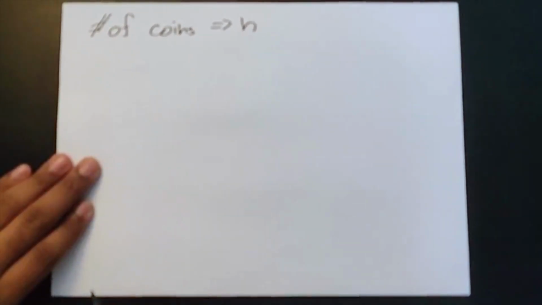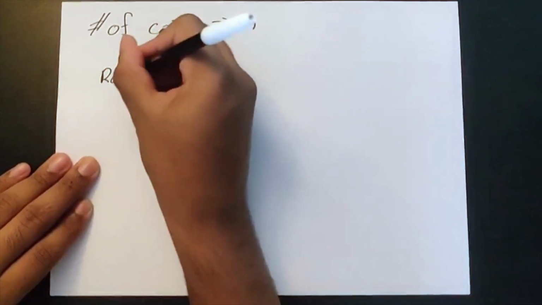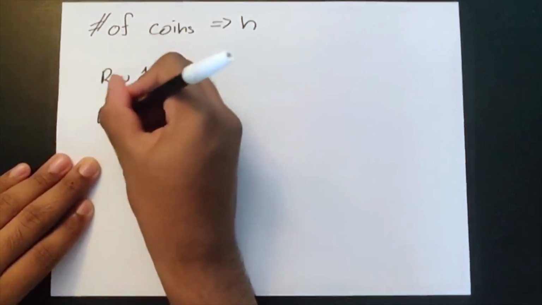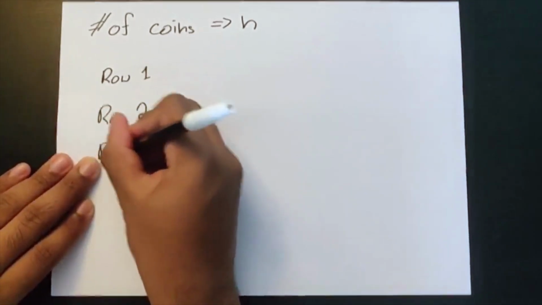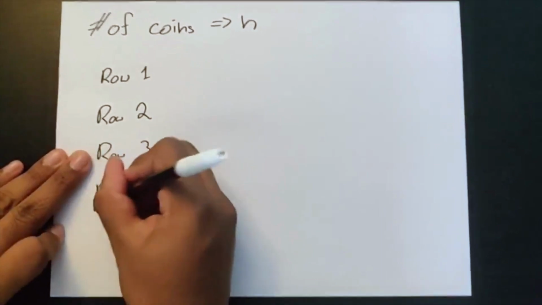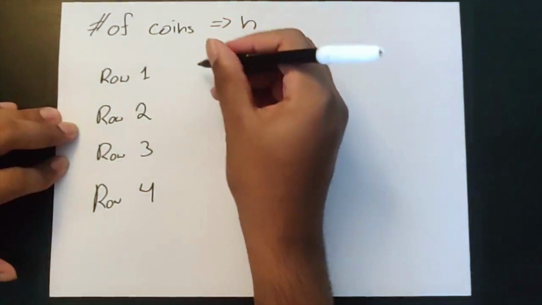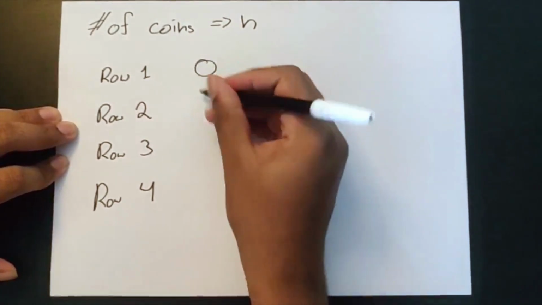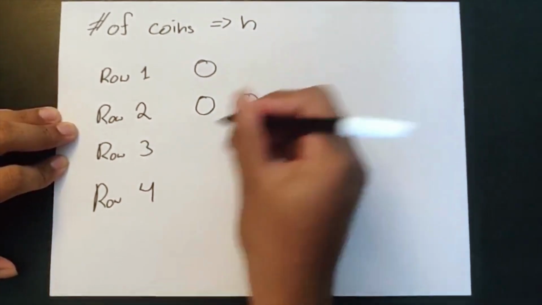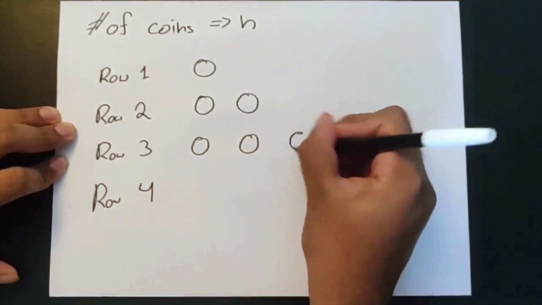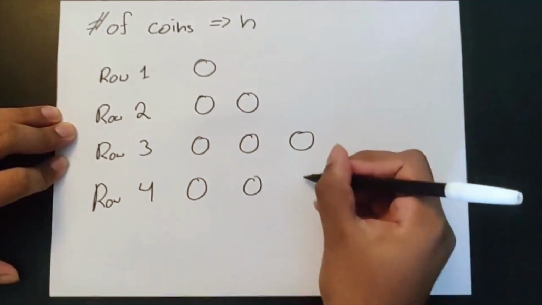From the question, we're given the number of coins, so the number of coins is equal to n. Our task is to find the number of full staircase rows that can be formed. So let's say, I'll just draw 4 rows. So we have row 1, row 2, row 3, and then row 4. Now row 1 is going to have 1 coin, row 2 is going to have 2 coins, row 3 is going to have 3, row 4 is going to have 4, and so on and so forth.